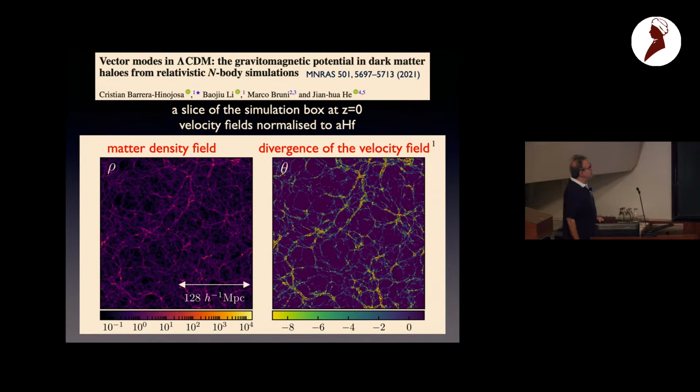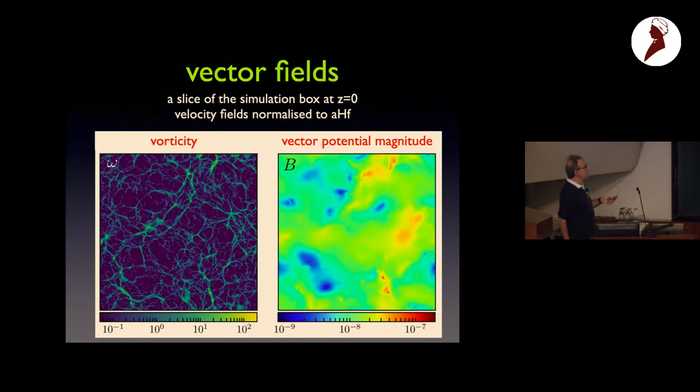And then you do the standard simulations. This is a matter field. To the right, you have the standard divergence of the velocity field. But you can extract the velocity, vorticity, and the vector potential magnitude. And that's what we did.